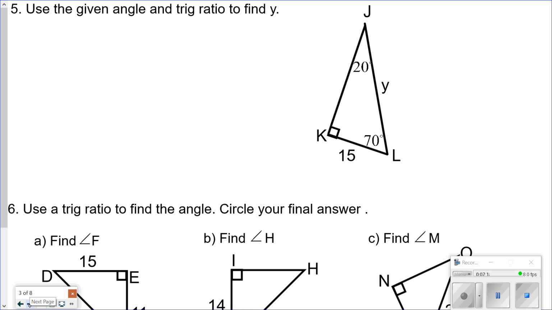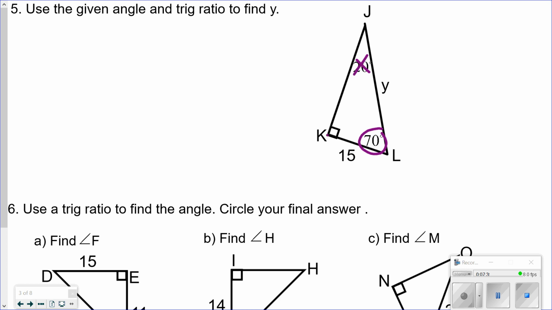Use the given angles and trig ratios to find y. So there's many different options here that I can choose to solve for y because I have both the angle measures. I have 20 and 70. So I'll use 70 here. Like I said, it doesn't matter which one you use. So I'm going to ignore this 20 degrees then since I'm focusing on 70.